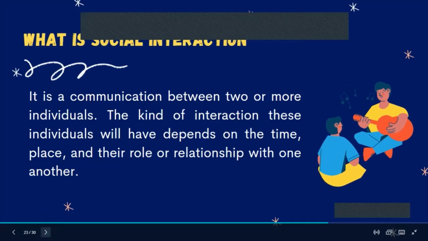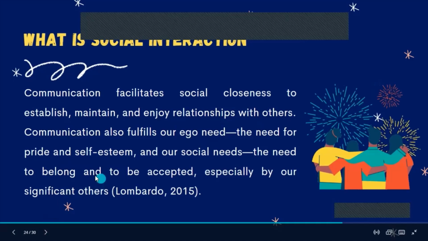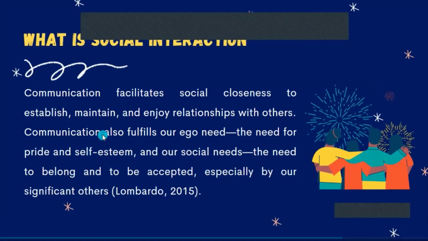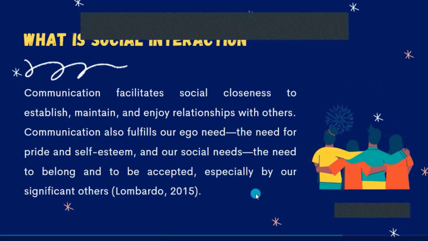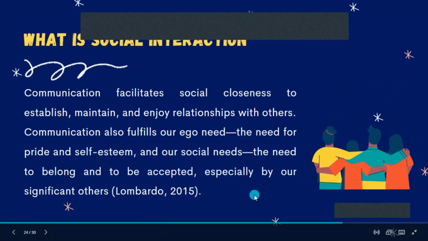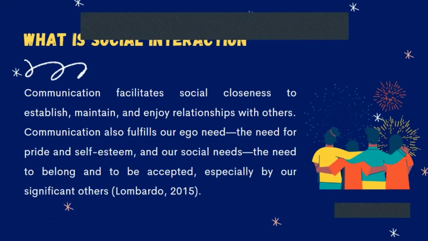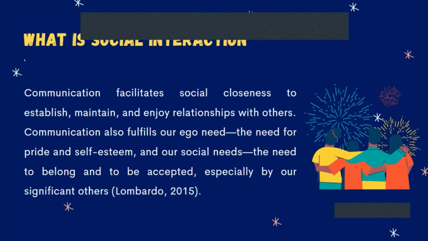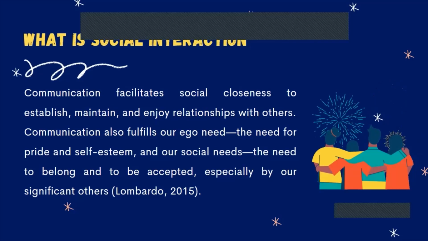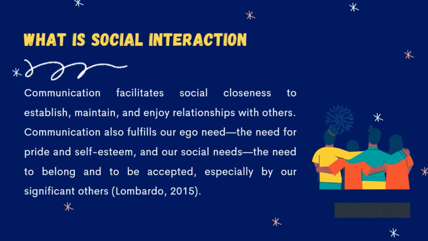Moving forward, we have this definition also. Communication facilitates social closeness, which is to establish, to maintain, and to enjoy relationships with others. When we know how to communicate, we will be understood by the people around us. We will be understood by our friends. On the other hand, if you do not know how to communicate, your friends may tell you that they do not understand you, and that will be an important factor in social interactions.